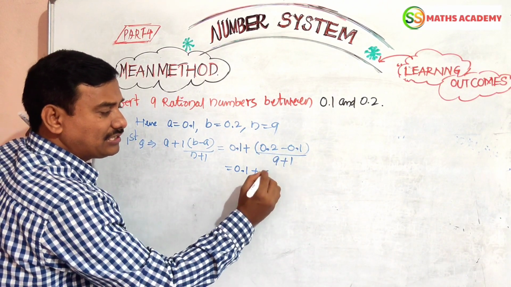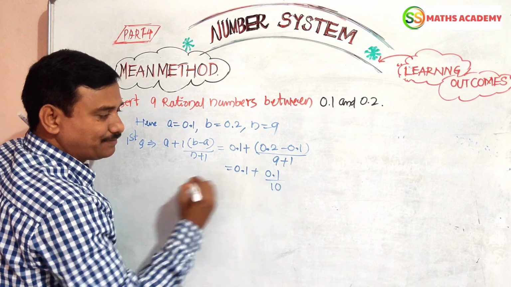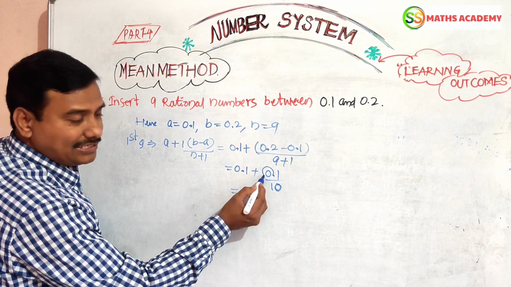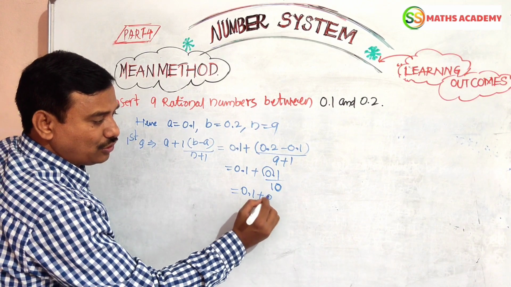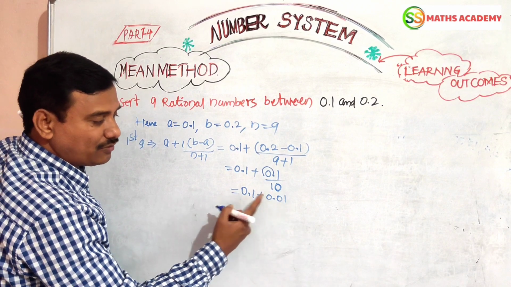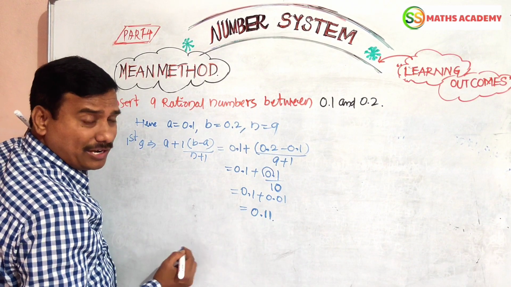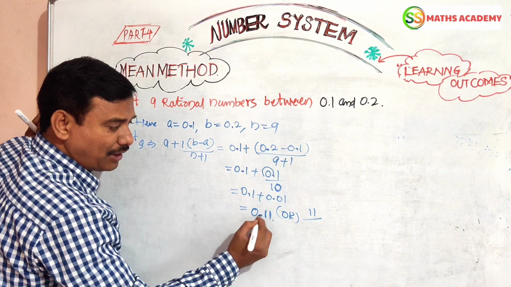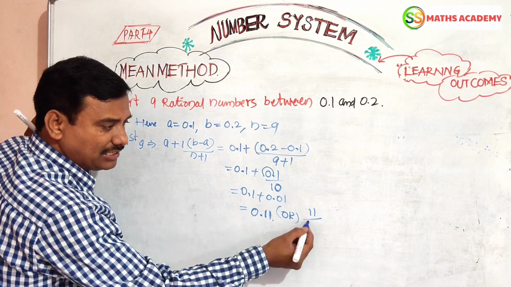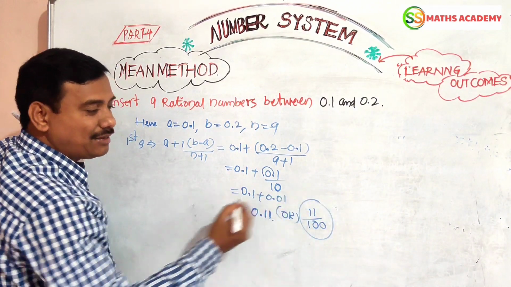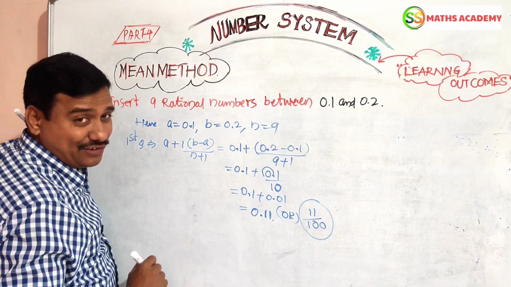Now the subtraction of these two gives 0.1 by 10. The point will be moved, so that becomes 0.01. 0.1 by 10 is nothing but 0.01. The sum of these two is 0.11, a decimal value. Its fractional value: remove the point to get 11, and after the point there are 2 digits, so 2 zeros. So the first rational number will be 11 by 100, dear friends.